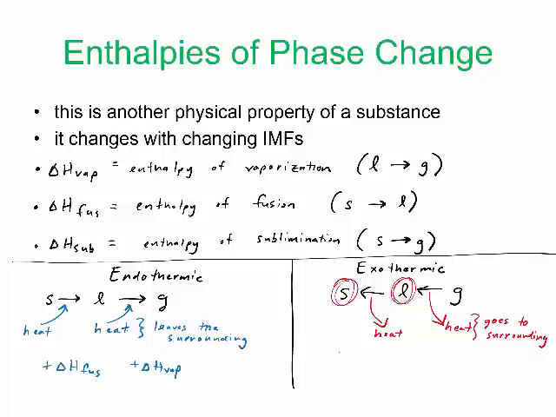In terms of problem solving, if you're going in this direction for phase change, solid to liquid to gas, and using the enthalpies of phase change in an equation, then the values you use should be positive. If it's going from gas to liquid to solid, then you should be using negative values. So your value for enthalpy of fusion will be negative, and your value for enthalpy of vaporization will also be negative.